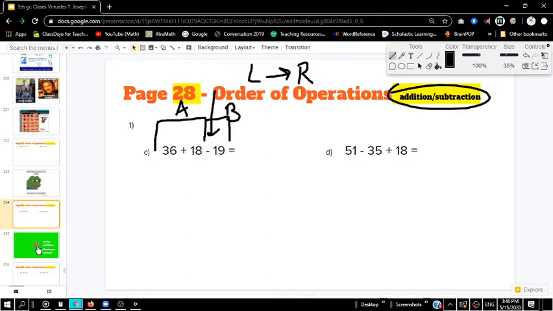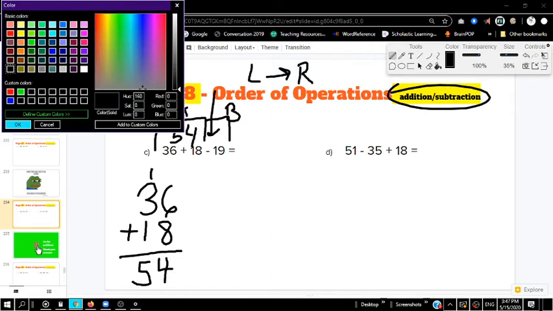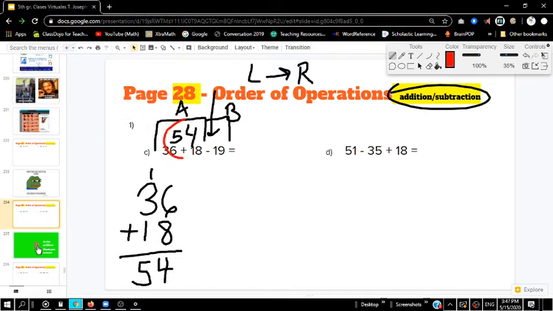Let's do the addition first. 36 plus 18. 6 plus 8 is 14. My 4 goes on the bottom, and my 1 is carried up to the next column. 3 plus 1 tens is 5 tens. So we have 54 for our first problem. This part is 54. Now what I'm going to do, just like I did before, is take my 54 and put it into my second part of the problem. Okay, we have 54 minus 19.